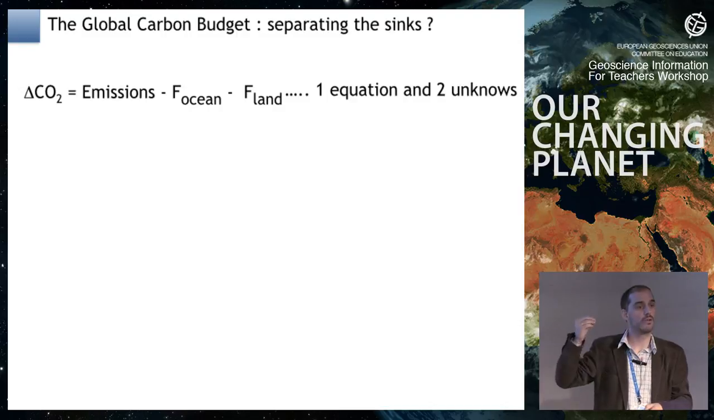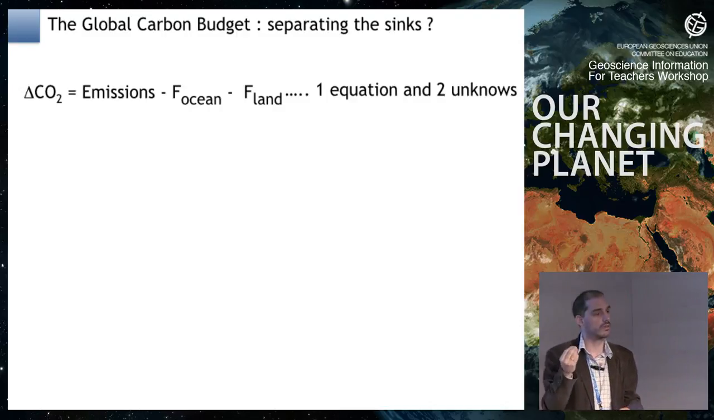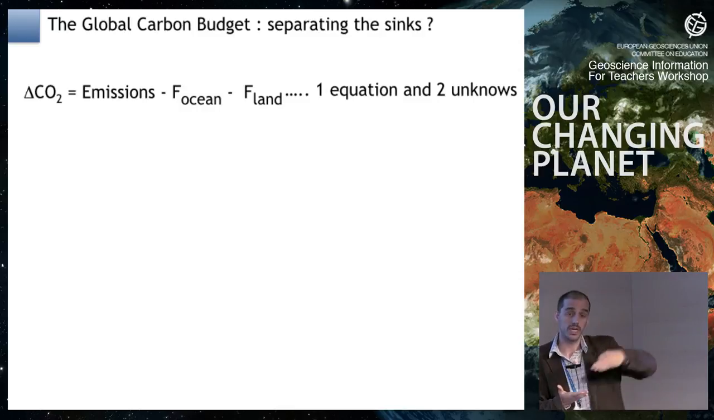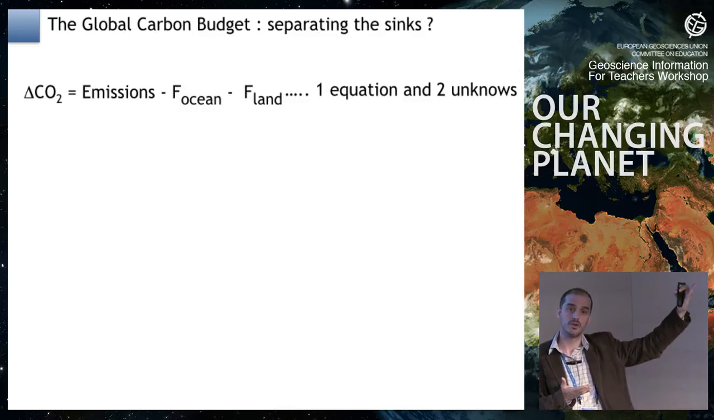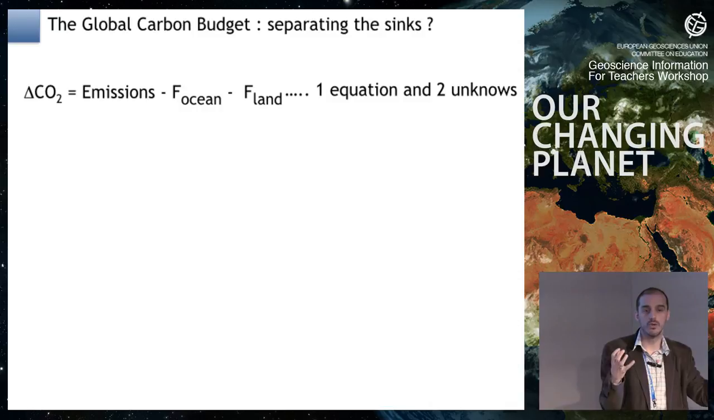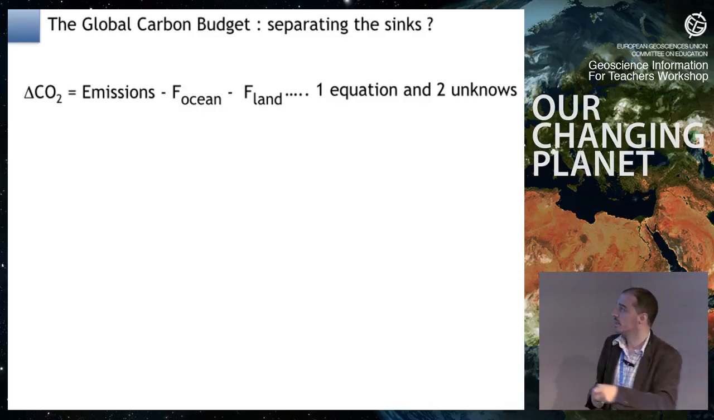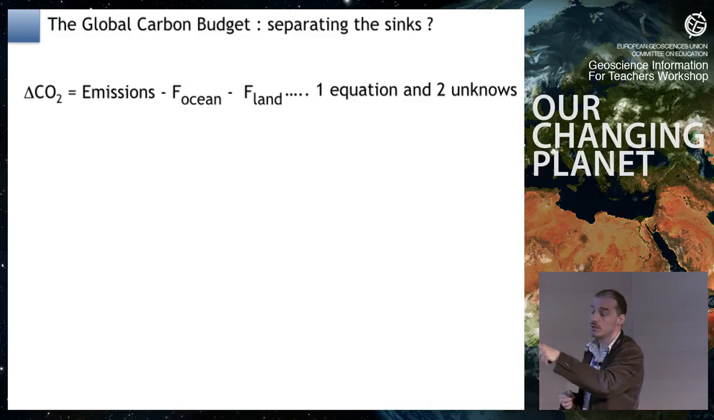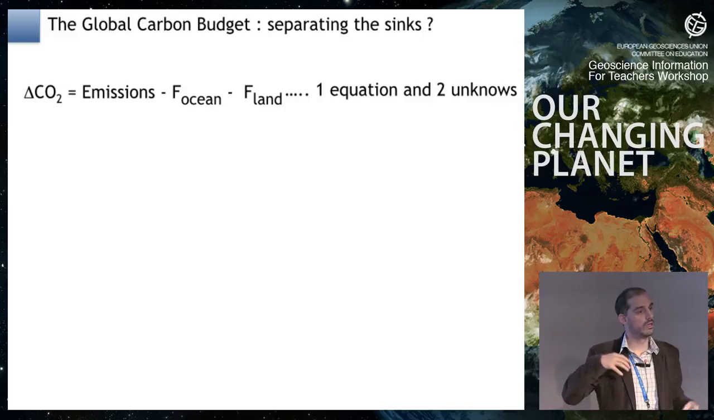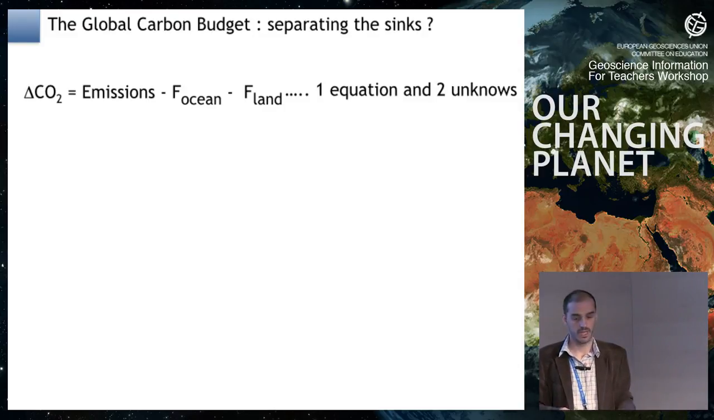And it's very important to know where the carbon is going. Is it in the ocean or is it in the land biosphere? Because if you want to be able to project the evolution of the system, you need to know, to build models, for example, where it's going now. So you need additional information to be able to solve this system. Where is carbon going, to the ocean or to the land? And that's very important to constrain the system. So there are many ways to constrain this system.